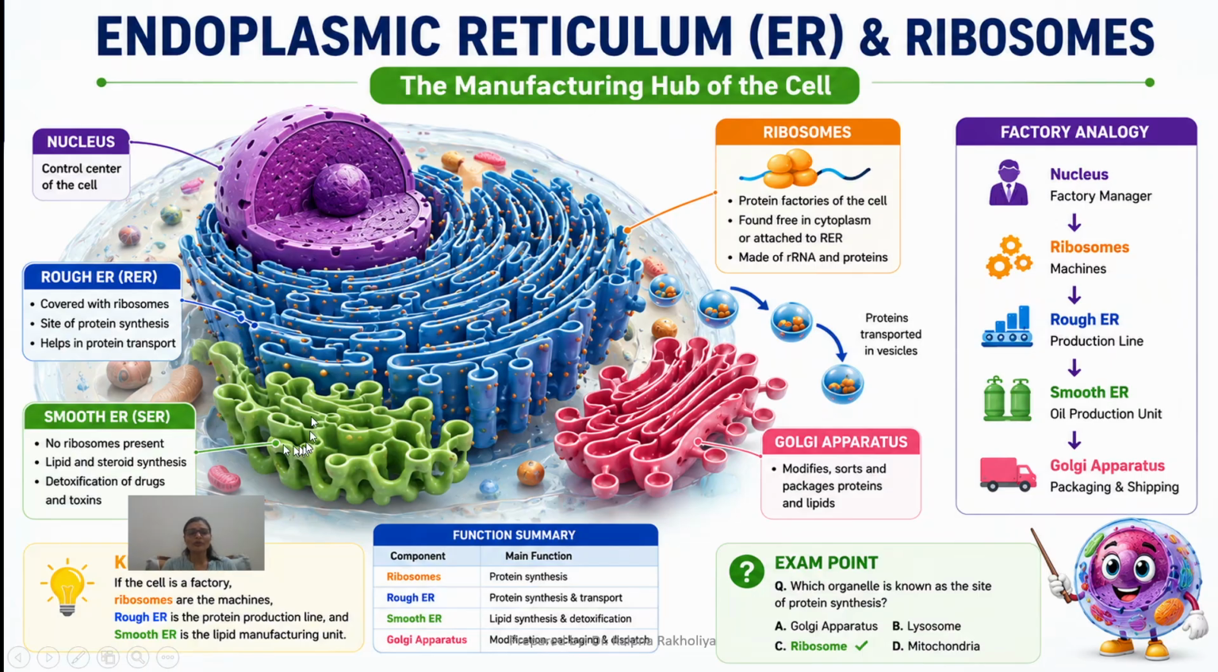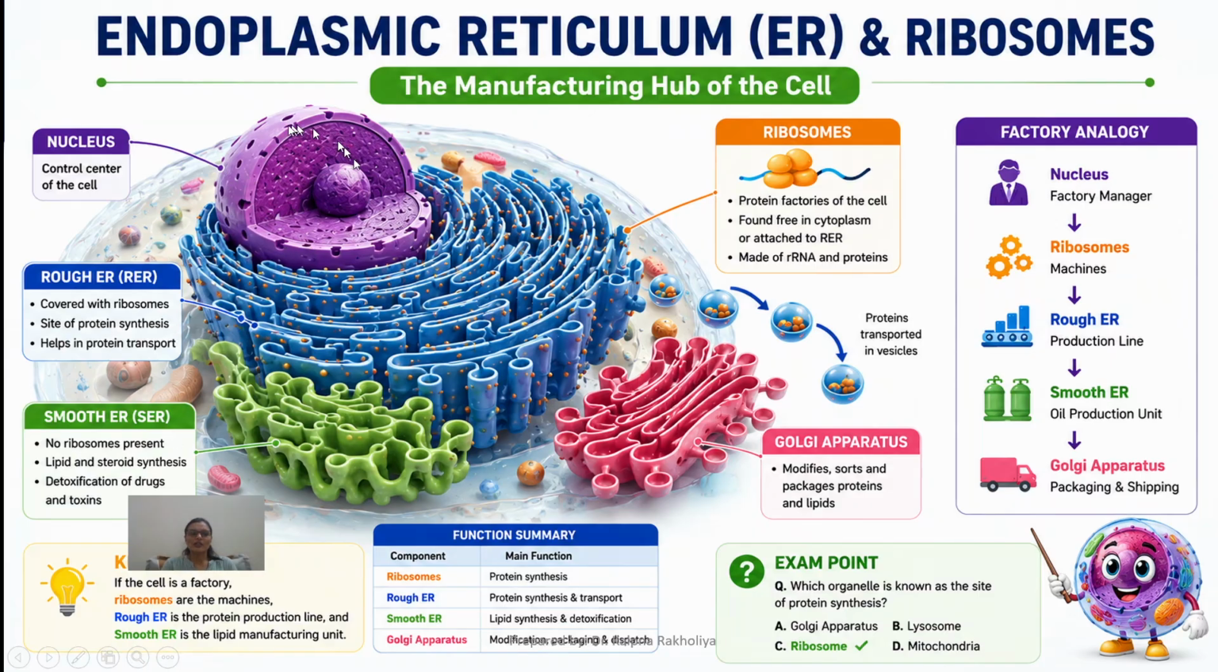While in the case of smooth endoplasmic reticulum, no ribosome is present, and its main function is lipid and steroid synthesis. It may also play a role in the detoxification of drugs as well as toxins. So this is all about the rough endoplasmic reticulum and smooth endoplasmic reticulum.